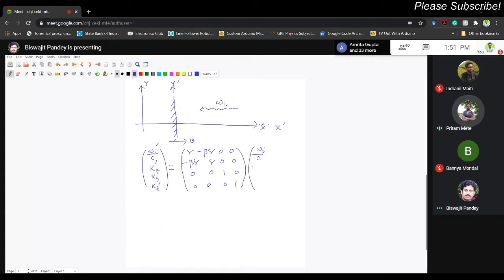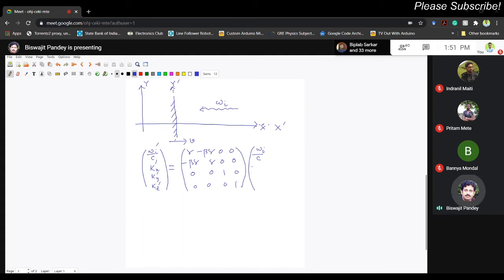Omega I by c. Okay, omega I by c, that we have already learned. It is omega I by c, and then depending on direction you may break into components. But this particular wave is traveling along the x axis only, no y component, no z component. So you can straight away write ky equal to 0, kz equal to 0. You don't need to think at all, because it is moving along only the x direction. And which x direction? Negative x direction.